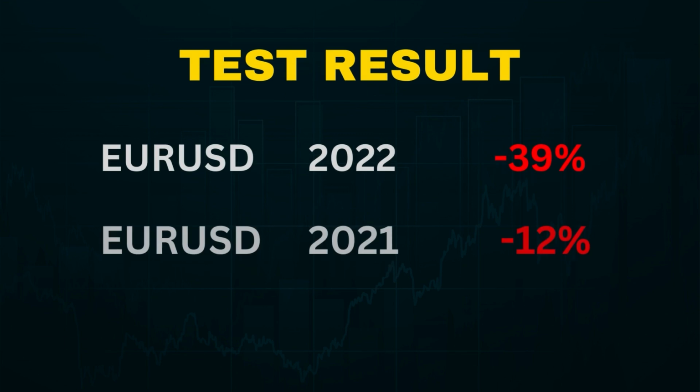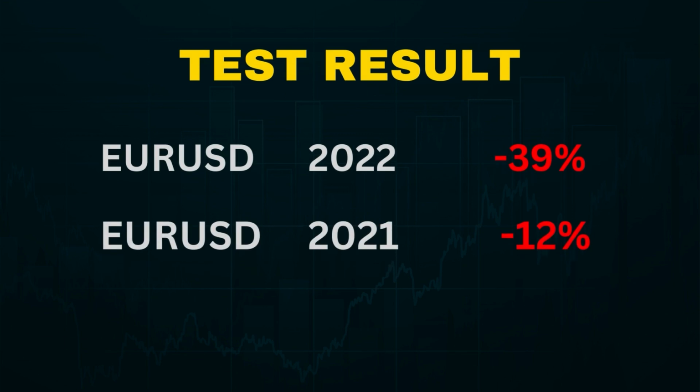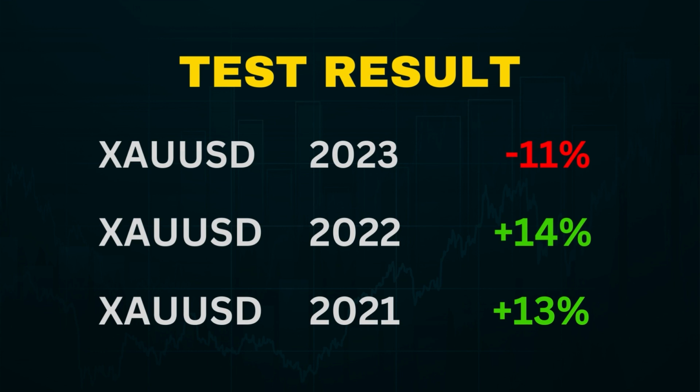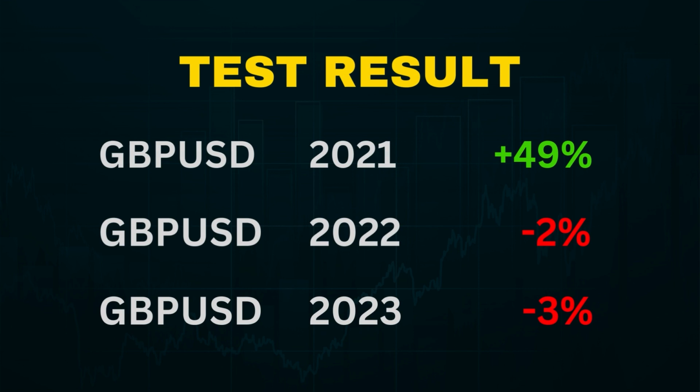For 2022 we had minus 39% loss, and for 2021 we had minus 12% loss. For gold we had minus 11% for 2023, and for 2022 we had 14% profit, and for 2021 we had 13% profit. And for pound we had 49% profit in 2021, minus 2% in 2022, and in 2023 we had minus 3%.